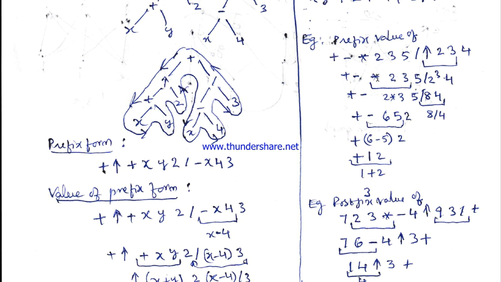Similarly we have after star 2, 3. So 2 into 3, 6 to be placed. After minus we have 6, 5. 6 minus 5 to be replaced. So 1 replaced. So plus after 1, 2. We have to do 1 plus 2. The value of the prefix expression is 3.